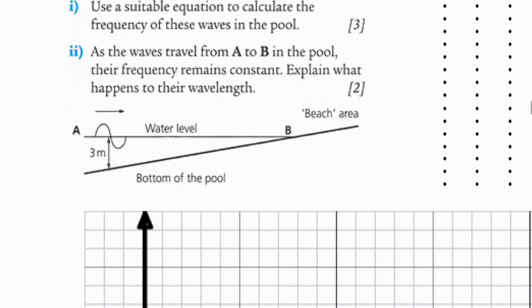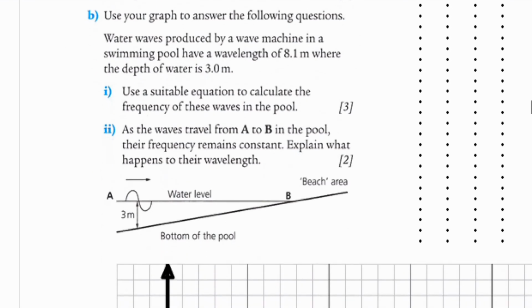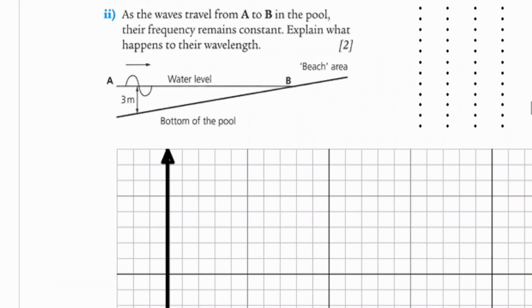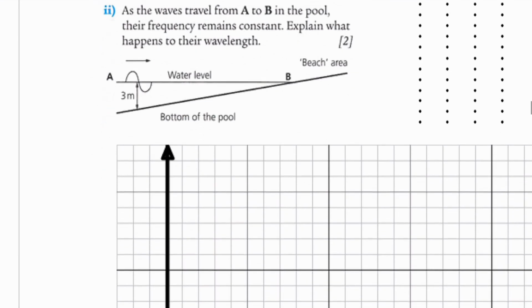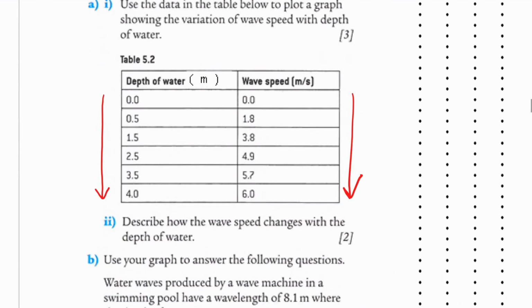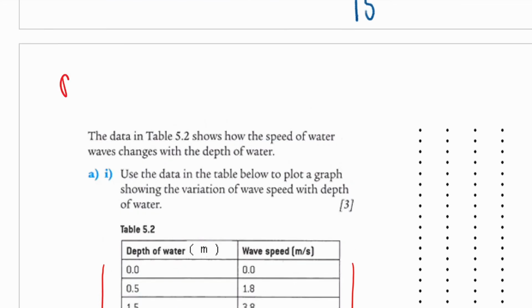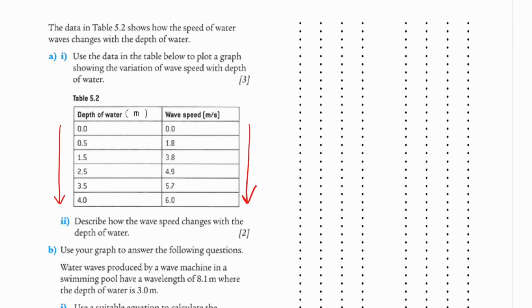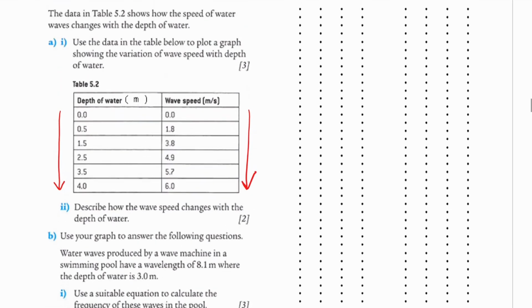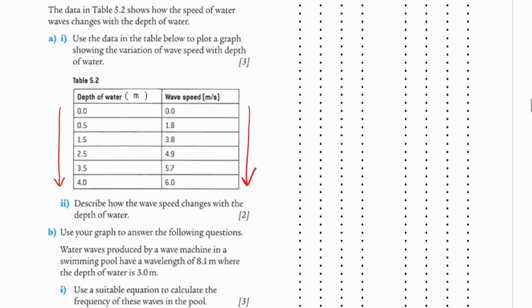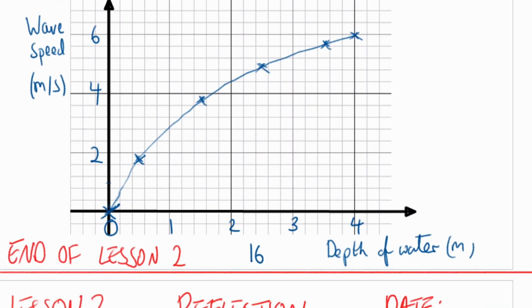So I'd like you then to complete part A and part B. This will be a self-assess question. So what you need to do is press pause now, and when you've completed A and B, press play again. I've just plotted the points underneath. Because depth is the independent variable, that needs to go on the horizontal axis and wave speed on the vertical. You should have a curve of best fit.